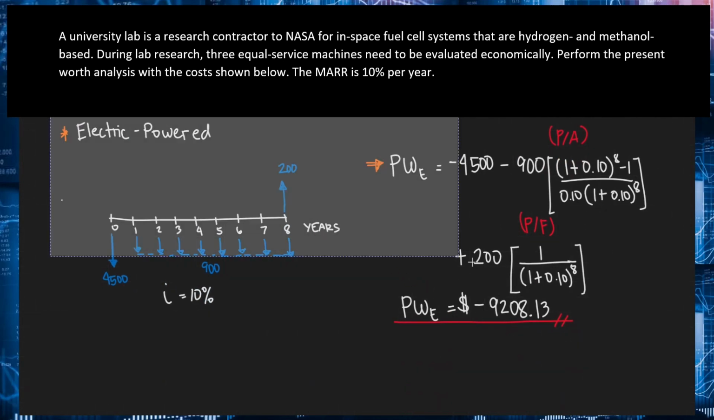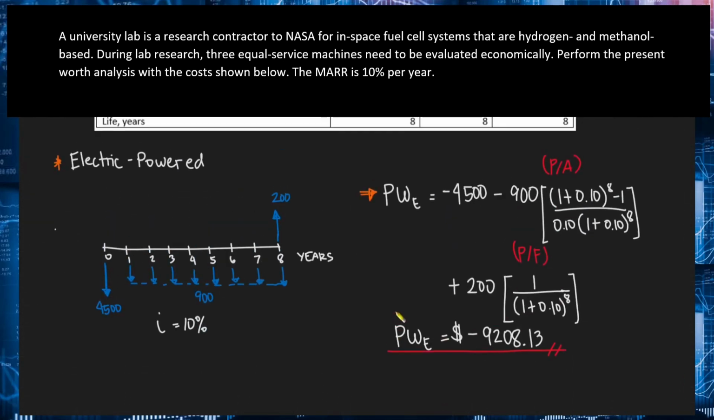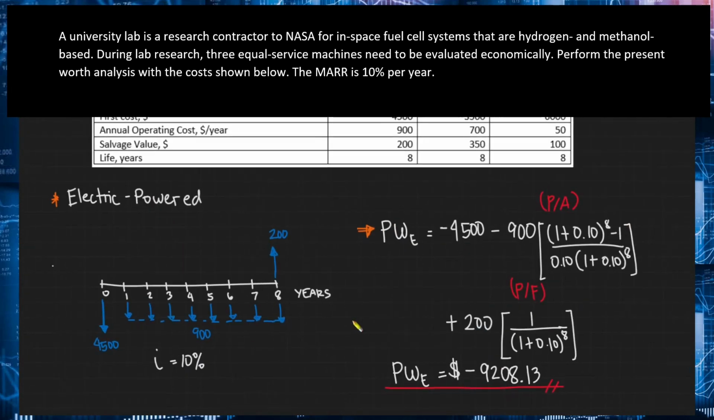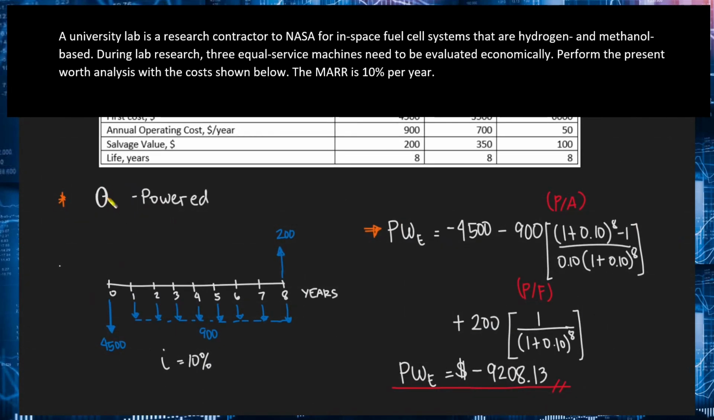And then, applying similar procedure for the analysis of the second and third alternative. Same pa rin, cash flow diagrams. And then, yung present worth nila. For the present worth of the gas-powered machine, that will be negative $7,071.17.